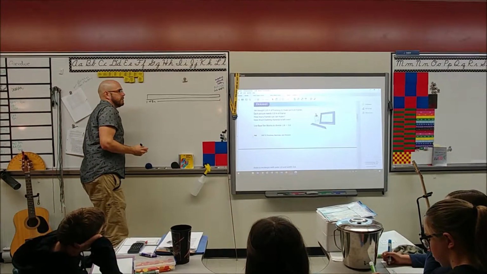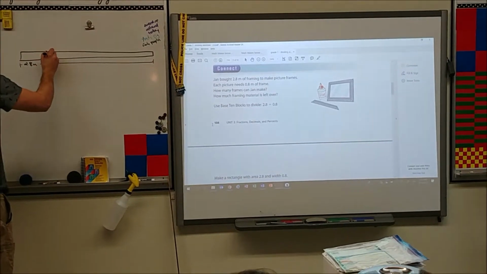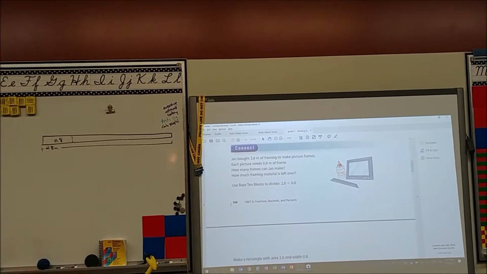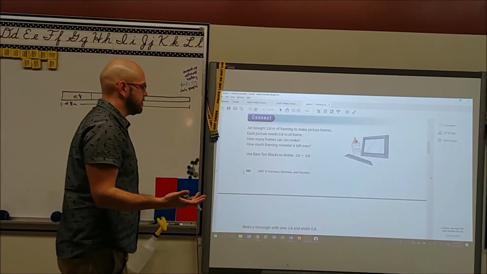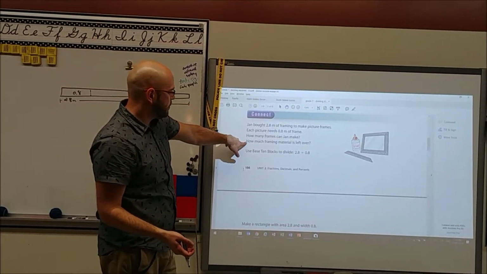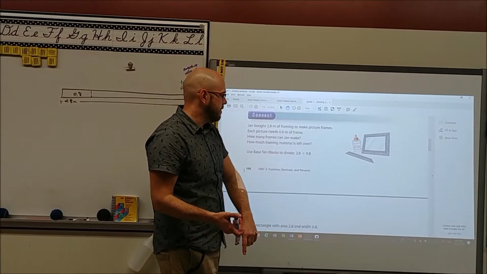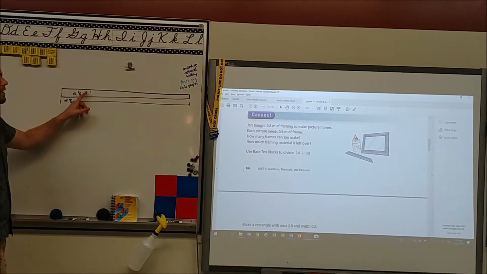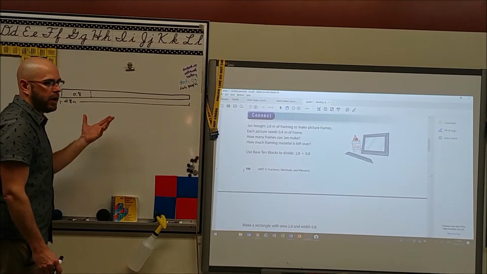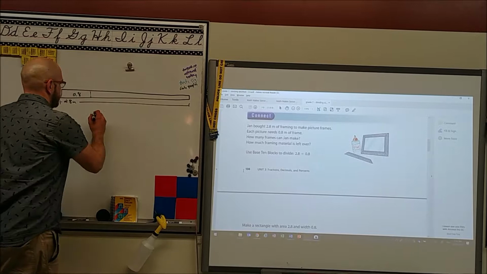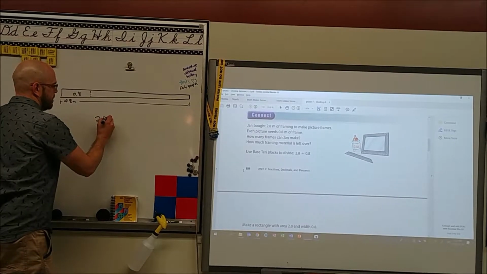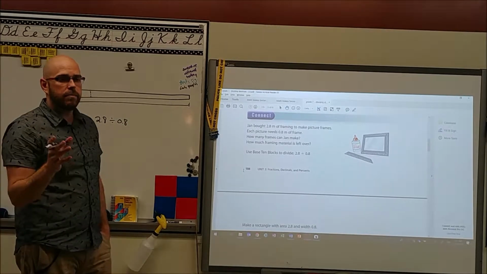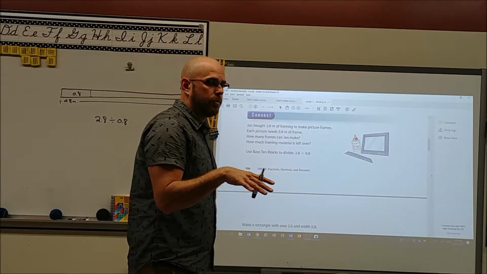Now we know that each frame takes 0.8 meters. And we want to figure out how many frames can she make with it. So this is how many frames can Jan make, how much framing material is left over. So we've got 2.8 divided by 0.8. So we want to figure out how many of those can we put in. So we've got 2 decimal 8 divided by 8. All right, I'd like you to pause the video. We're going to work this out on some show me boards. We're going to come back and see.